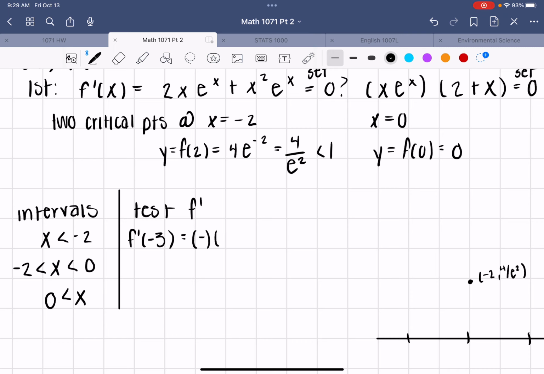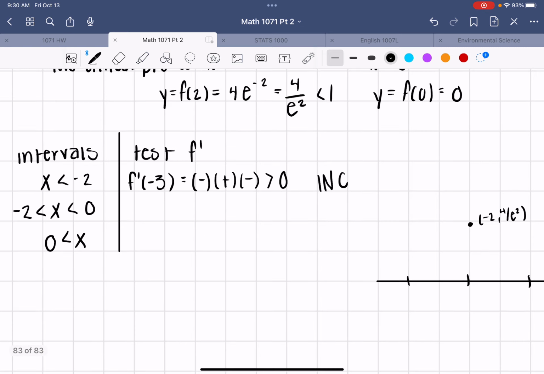Now between negative 2 and 0, let's test negative 1. Put in negative 1 and I have negative, positive, positive. It's negative, so it's decreasing. And to the right of 0, let's pick positive 1. Positive, positive, positive. So it's increasing.